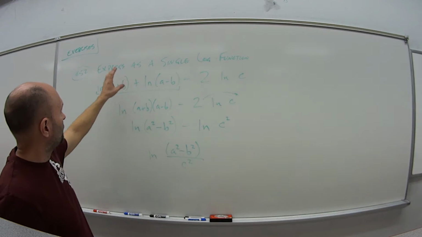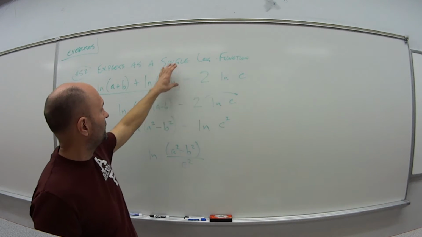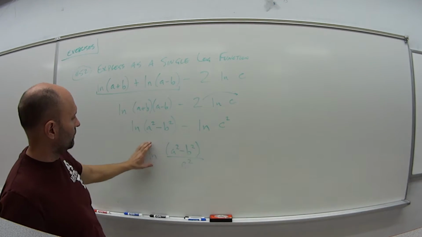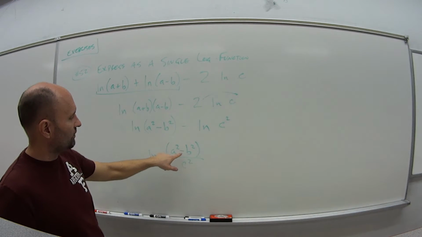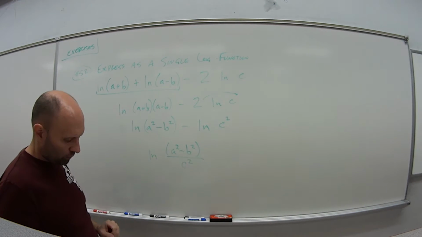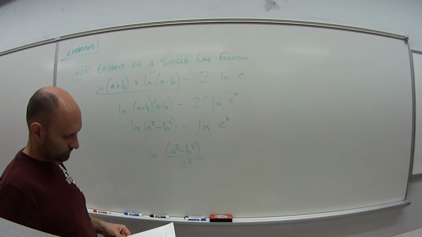So our final answer, taking this whole big mess, we can convert it to one single log function, which is natural log of a squared minus b squared all over c squared.